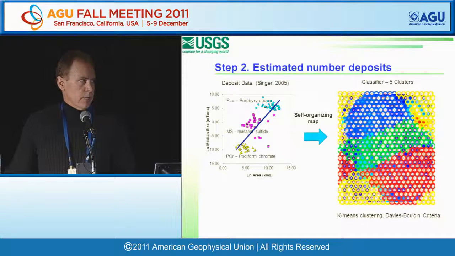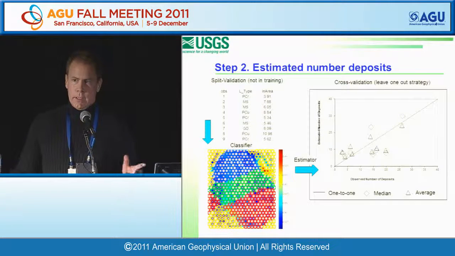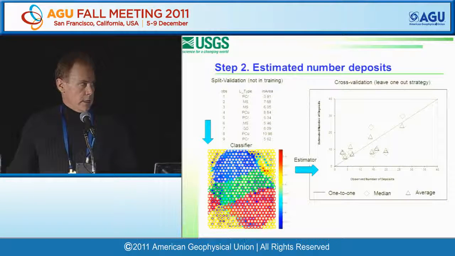But essentially that data went into the SOM and classified it using a neural net, a k-means clustering, and used a Davies-Bouldin index for looking for interesting merges in the system. And then we have what's called a classifier. From the classifier, you take data that in this case is a split validation, so these data weren't used in the training set, but then the classifier is used to actually estimate values.